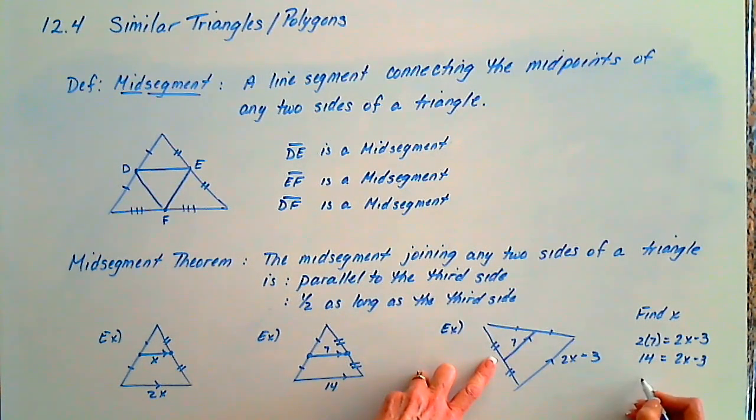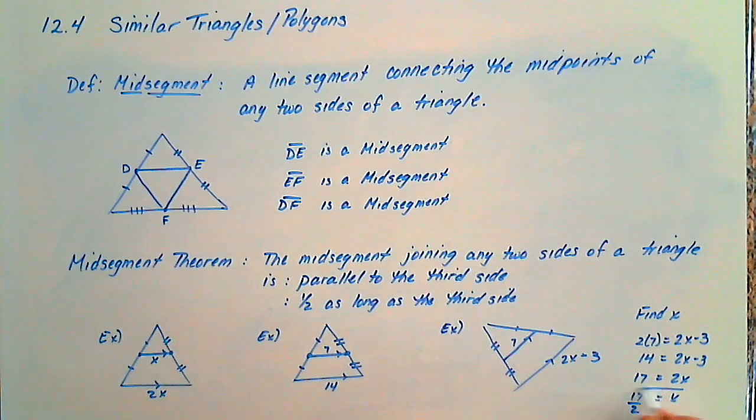Add 3. Divide by 2. This is 17 halves. Okay, so x is 17 halves, and just to check, if I substitute that back in, 2 times 17 halves minus 3, that gives me 17 minus 3, and sure enough, that entire side would be 14. Oh, I think it ran out of room. So it ends up being 14.